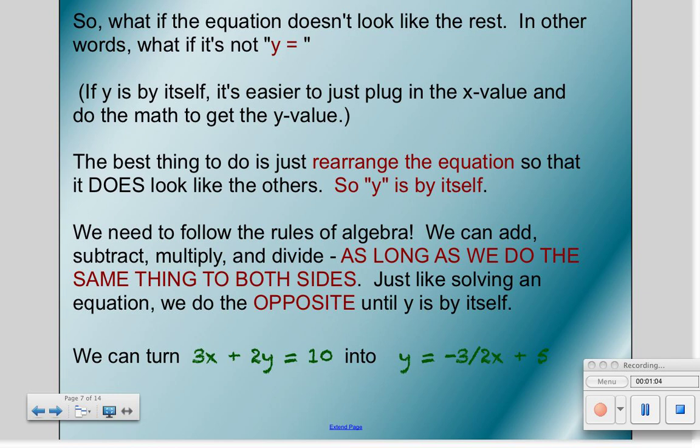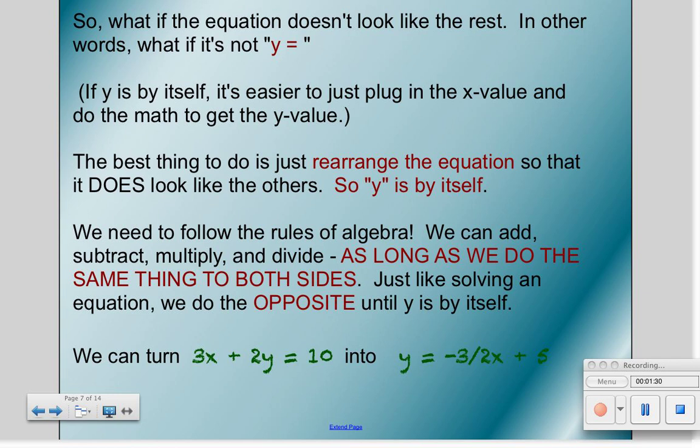The best thing to do if y is not by itself is to rearrange the equation so that it does look like the others. So in other words, we want to rearrange the equation to get y by itself. And to do that, we're going to follow the rules of algebra, just like we solved equations in Chapter 2. We can add, subtract, multiply, and divide as long as we do the same thing to both sides. So it's just like solving an equation. We're going to do the opposite until we get y by itself.